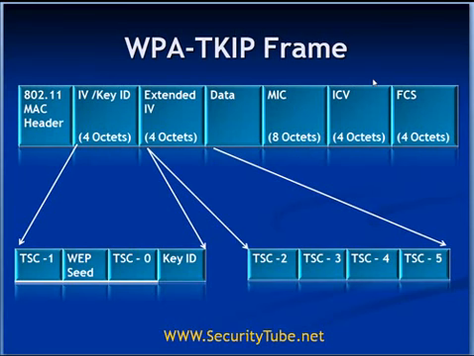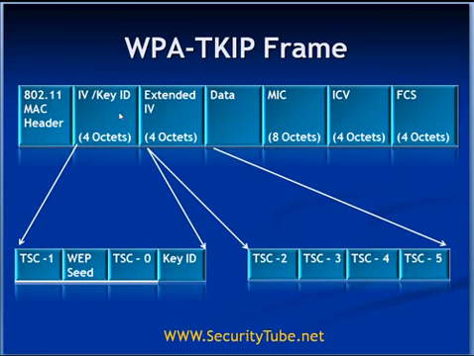Then the ICV or integrity check vector will be present. This ICV is similar to the WEP one. And then of course the FCS, the frame checksum. This is just a 4 octet checksum. Now in WEP the packet was very much similar. It had an 802.11 header, of course. The IV or key ID field was exactly the same. It was again 4 octets in WEP as well. The extended IV field was not present, it was absent. Data was present. MIC was absent. The message integrity code was just the ICV, which was weak. FCS was of course present.